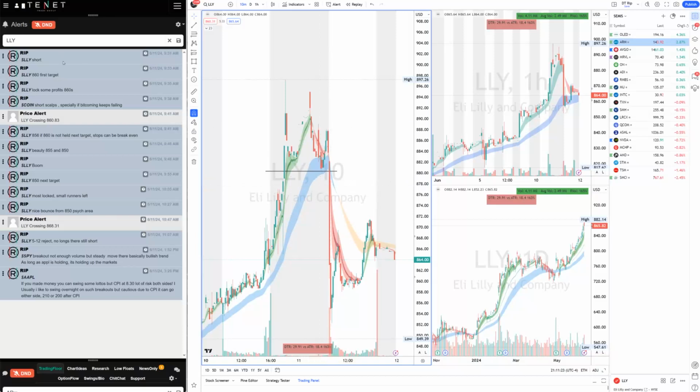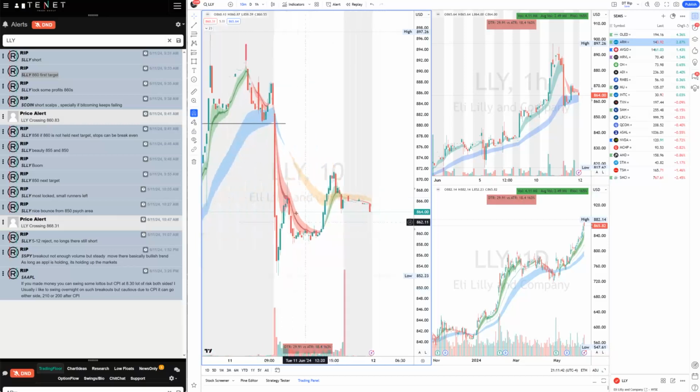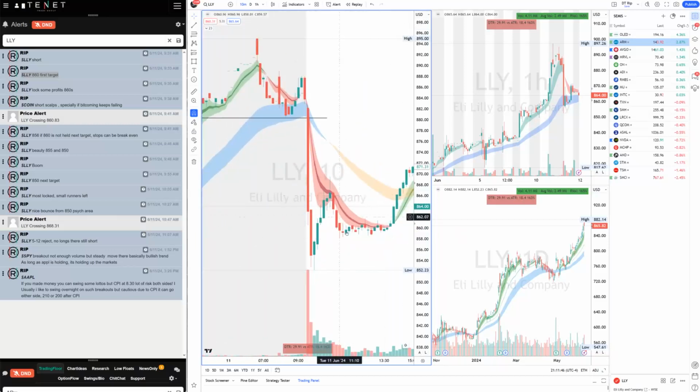And as soon as it was breaking, I told everybody Lily short. 860 is the first target. And then we met our 860, and next target was 855. My final target was 850. We did not meet that, but by that time we were already 100% on our puts on Lily. And then it bounced. I didn't long it, but you see this 512 rejections. That was another short. Nice scalps here as well. But then there was a buy at 858, and then it kind of bounced from there.